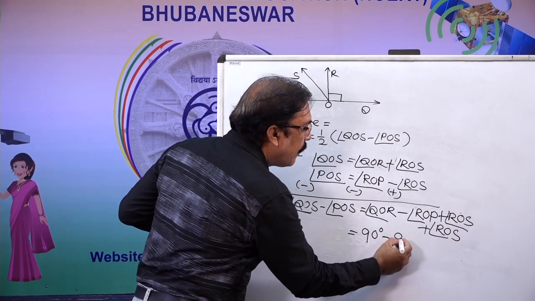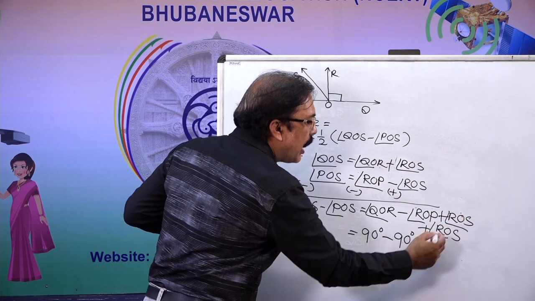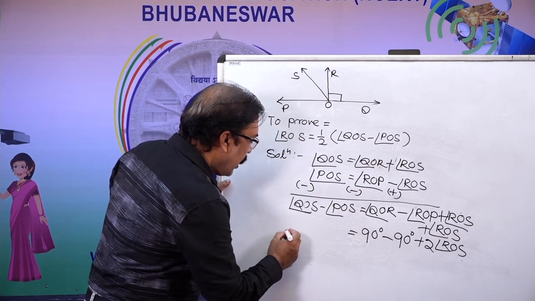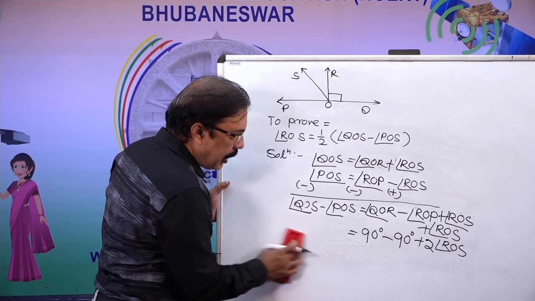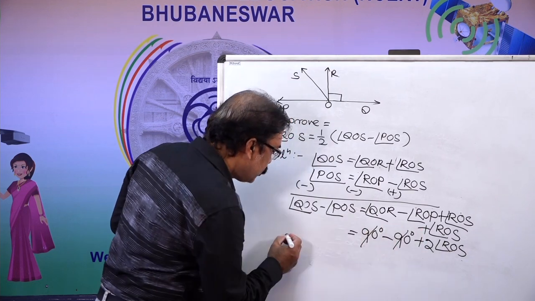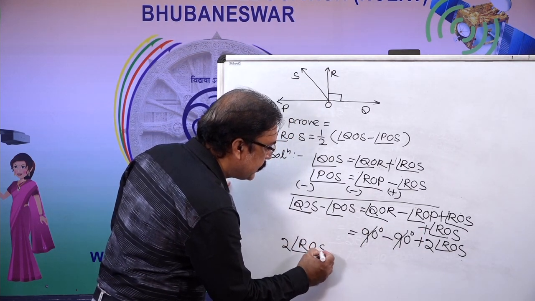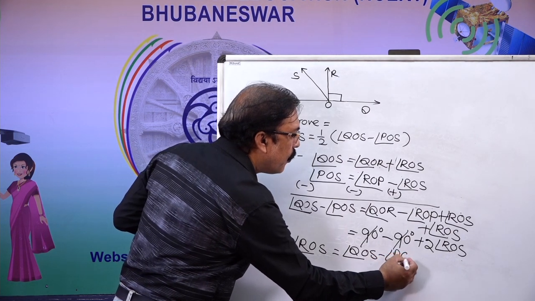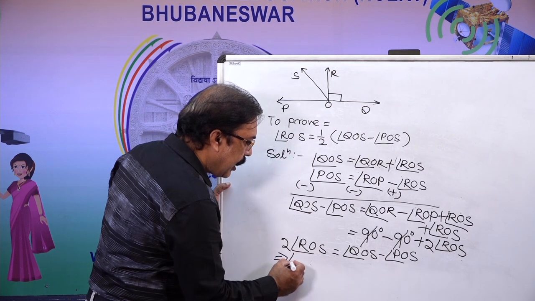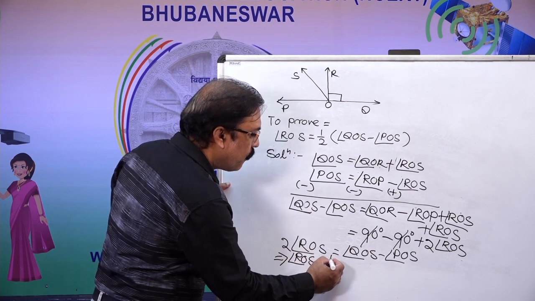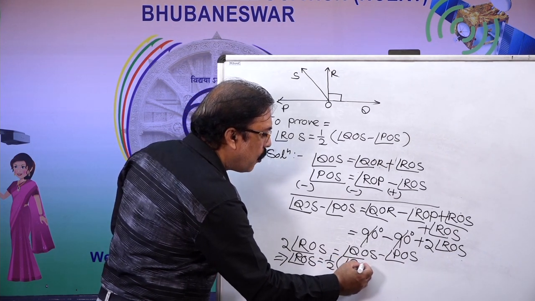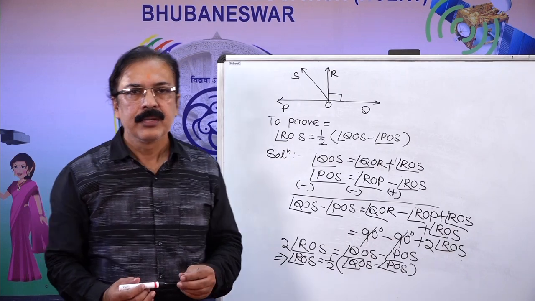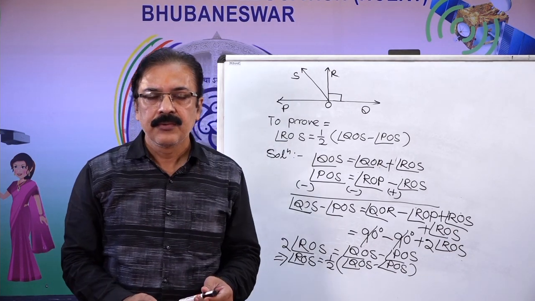So, ROP is again 90 degree, plus ROS plus ROS is 2 ROS. Now you see, we can write that 90 degree minus 90 degree cancelled. So 2 angle ROS is equal to angle QOS minus angle POS. So angle ROS is equal to 1 by 2 of angle QOS minus angle POS. So this is the solution of this question.